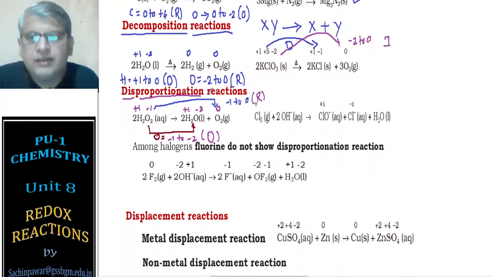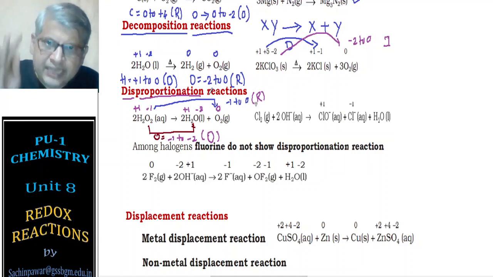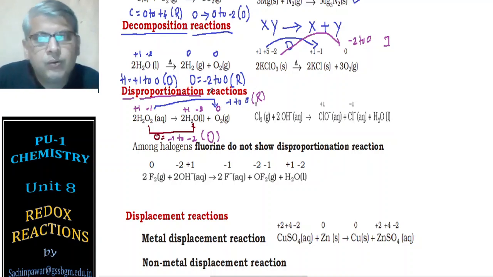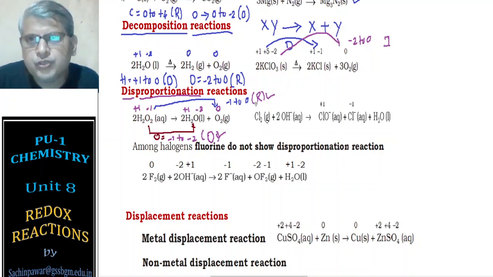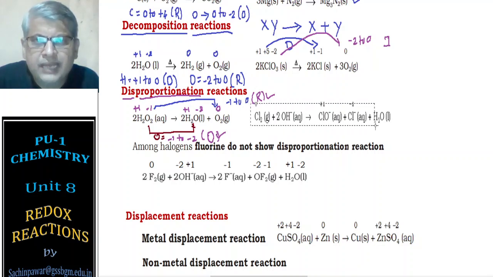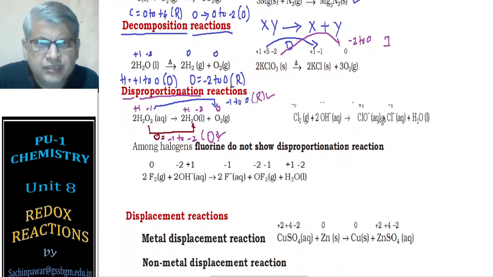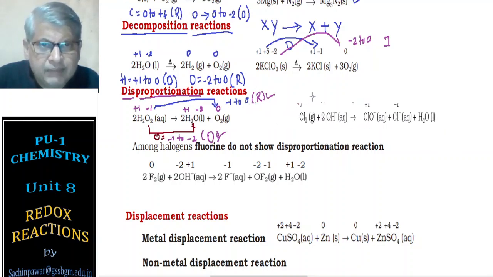So if in a reaction the same atom, like oxygen, undergoes reduction as well as oxidation, then that reaction is known as a disproportionation reaction. Just to give one more example.